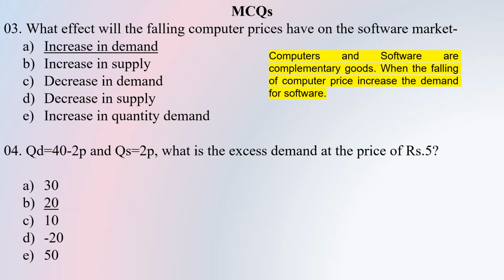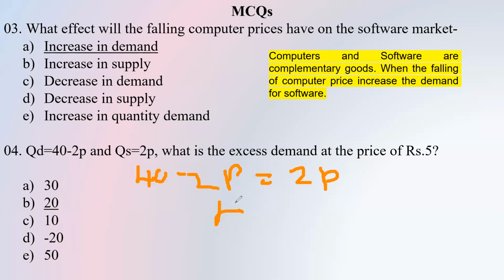So then, QD is equals to 40 minus 2P and QS is equals to 2P. What is the excess demand at the price of 5? එතකොට that we can calculate. First, what is the equilibrium price? So to find out excess demand or excess supply, we consider the equilibrium price. QD is equals to 40 minus 2P. QS is equal to 2P.